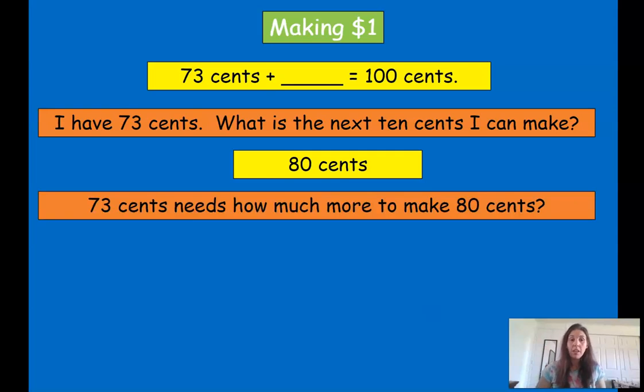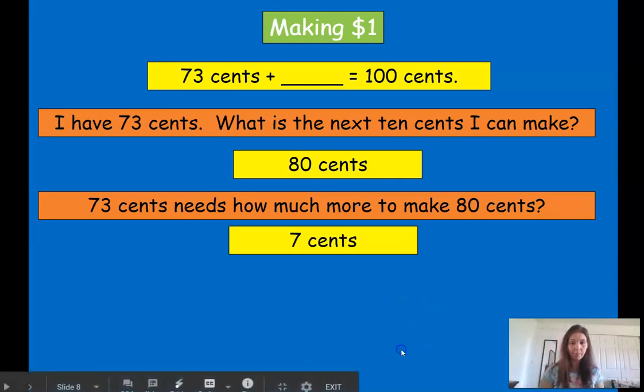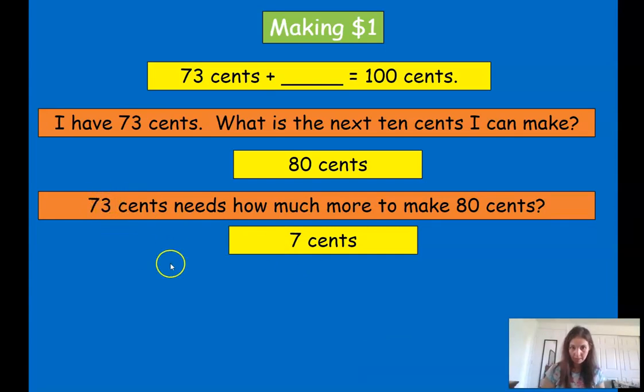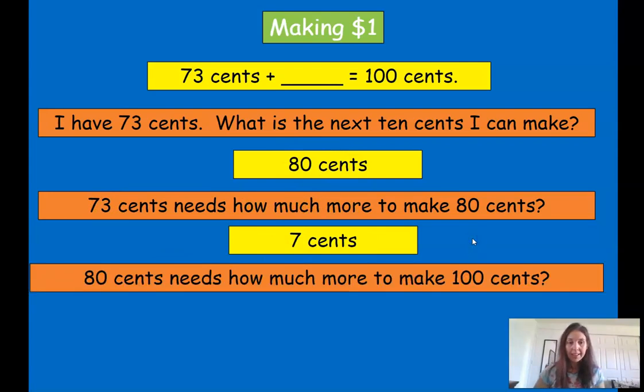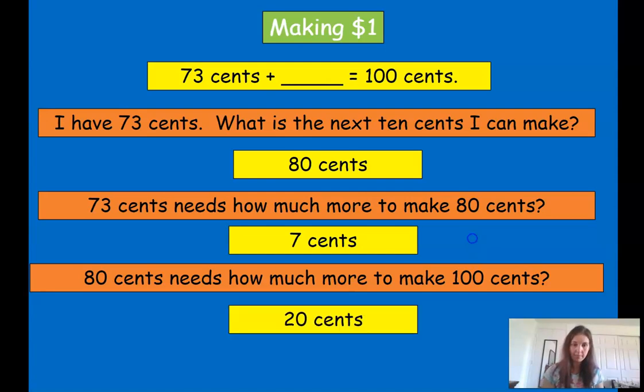Then we need to figure out 73 needs how much more to make 80. If you're not sure, you can say 73 in your head and count up to 80. Or maybe you know your facts really quick and you already know. 7 cents. 7 plus 3 ones would give you a 10. Okay? 80 cents needs how much more to get to 100 cents? 20 cents. You could say 80, 90, 100, 20 cents.